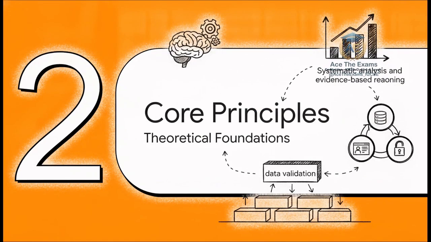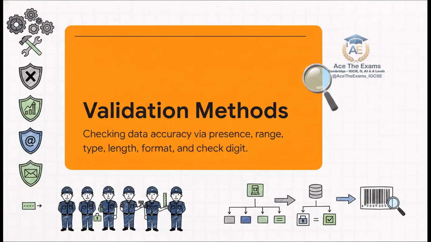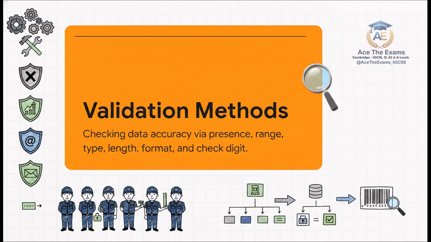Section 2. Core principles, the theoretical foundations of your blueprint. To build an unshakable answer, you need a rock-solid understanding of systematic analysis and evidence-based reasoning. You cannot look at data validation in a vacuum. It connects to database design, it impacts the user interface, and it's a huge part of system security. Now, there are 6 specific validation methods that you absolutely must master. Think of them as the frontline security guards of a computer system.